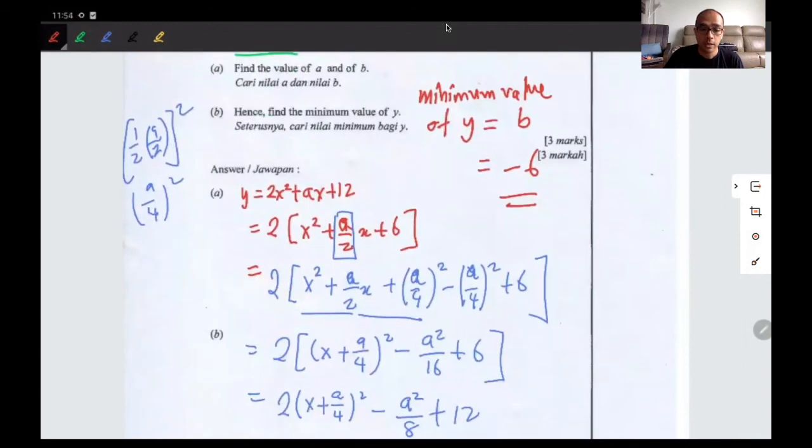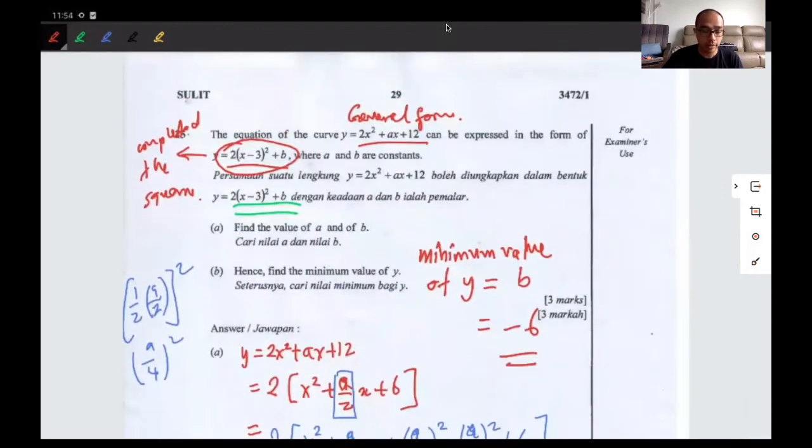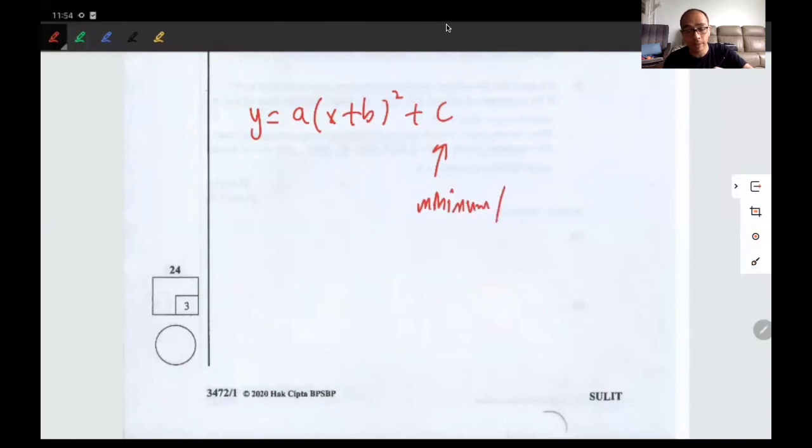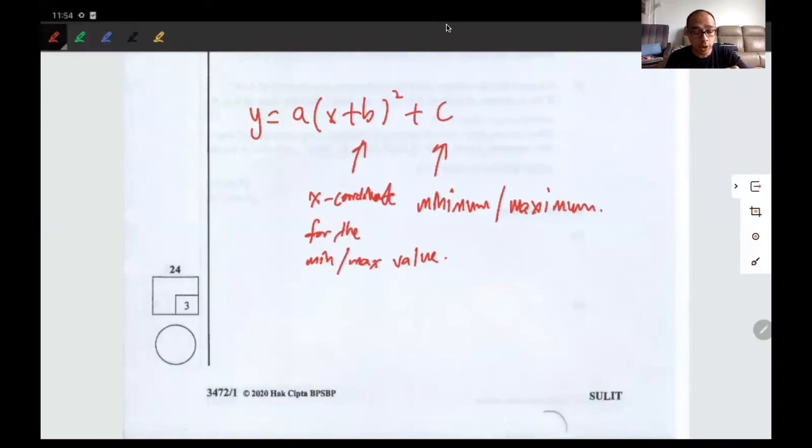Just to recap, okay, y equals a(x plus b) squared plus c. So this is the minimum or maximum value, depending on the graph. This is the x coordinate for the minimum or the maximum value. So the coordinate will be negative b and then c.